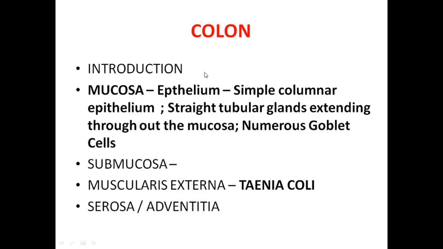So in the colon, again we can write about the length and the parts of the colon. Then we can write about the function, like absorption of water and secretion of electrolytes and all those things. Then in the mucosa, we need to mention the epithelium, that it is a simple columnar epithelium, and the tubular glands are extending throughout the mucosa, and there are numerous goblet cells.